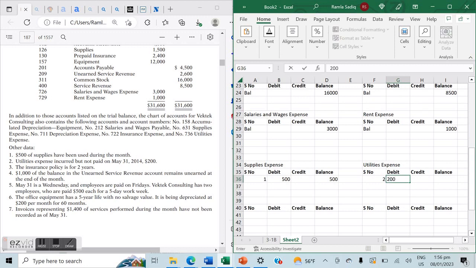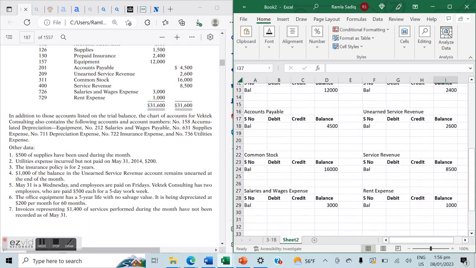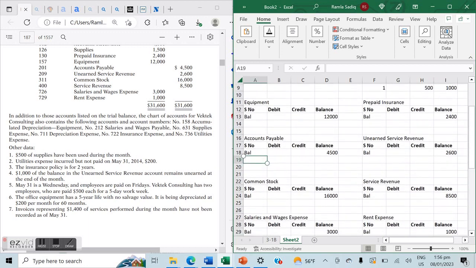And again, expense debits are an increase in the balance, so a balance of 200. And what this will do is it'll increase our accounts payable. So our second serial number is to credit also by 200, and that means the credit is increasing our liability. So our balance will now be $4,700. That's $4,500 plus $200 gives us $4,700.